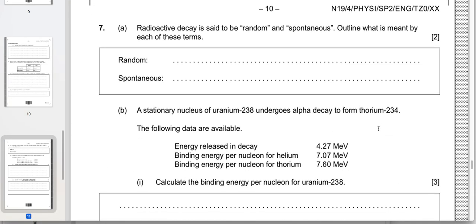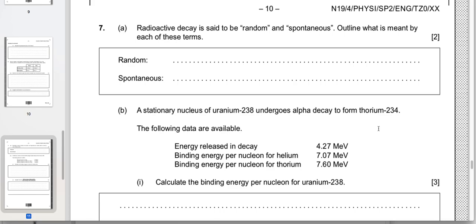Okay, and question 7, about radioactivity. Random, spontaneous process. What is meant by each of these terms? Random: we don't know which particle will decay next. And spontaneous: we don't know when a given particle will decay.